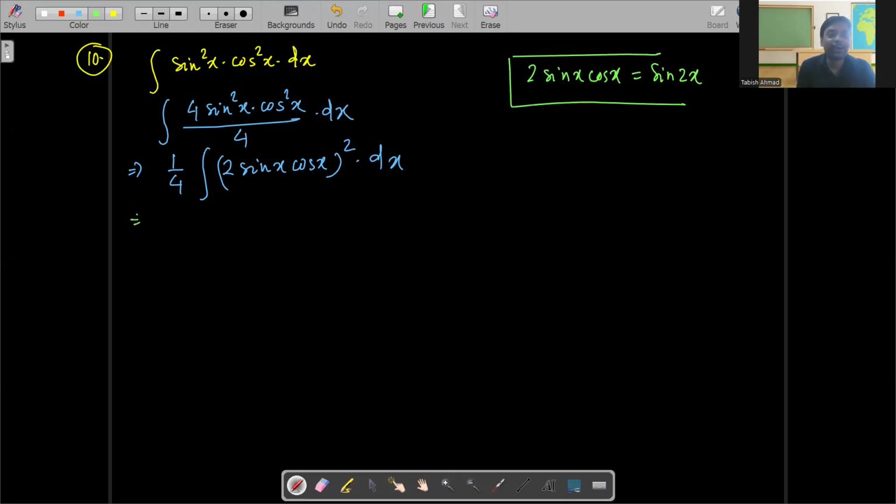So I will be solving it ahead now. So 1 by 4, and I will write 2 sine x cos x as sine 2x. So am I correct? Yes, the question is correct. So 1 by 4 integration of sine 2x whole squared dx. So that's why I divided it by 4. But let me see if I have made any mistake.